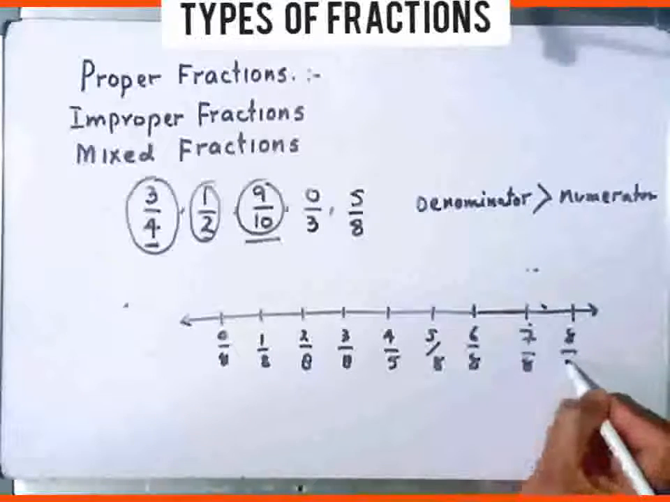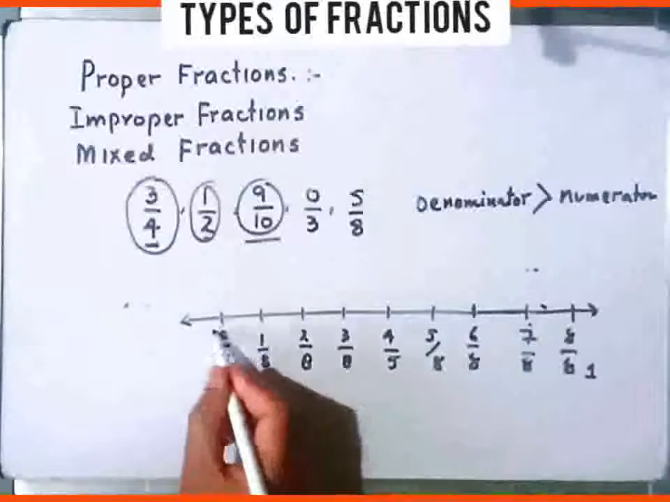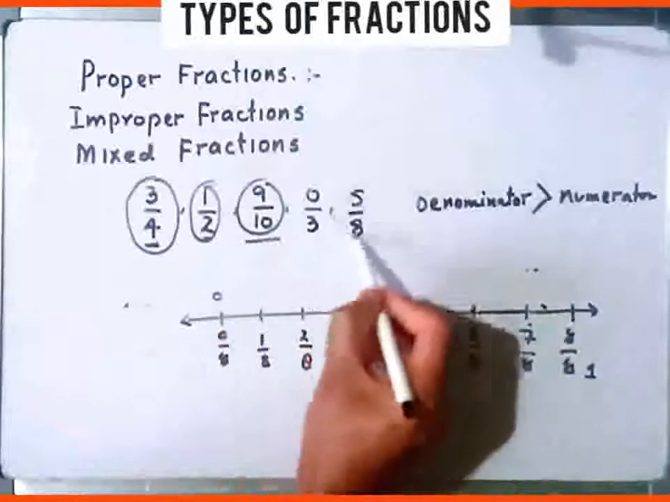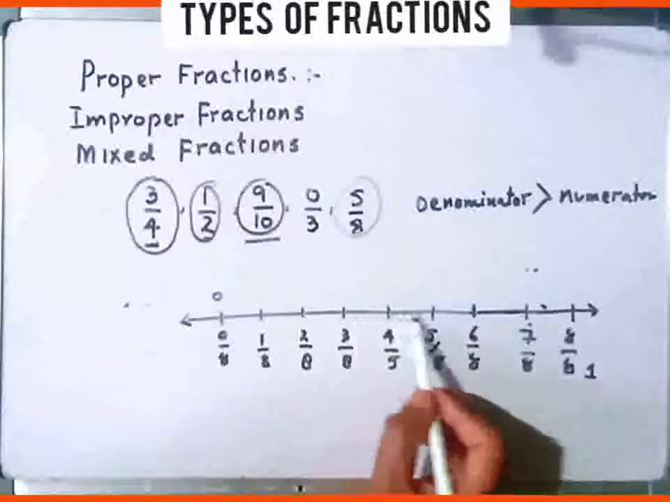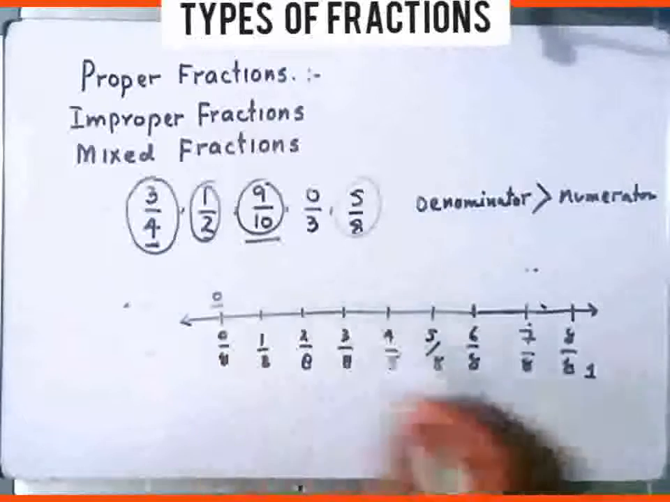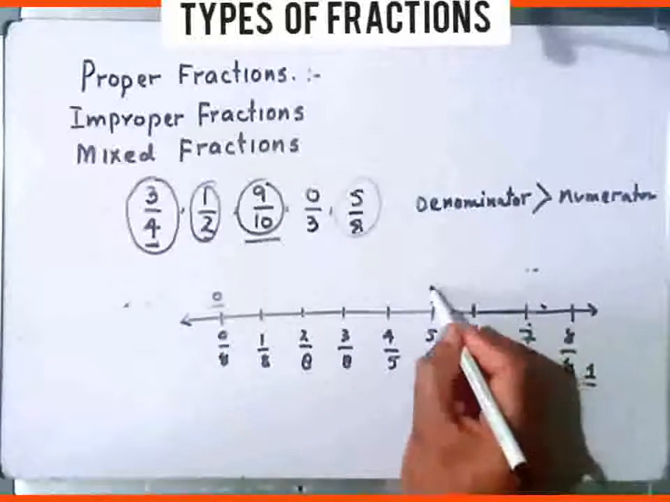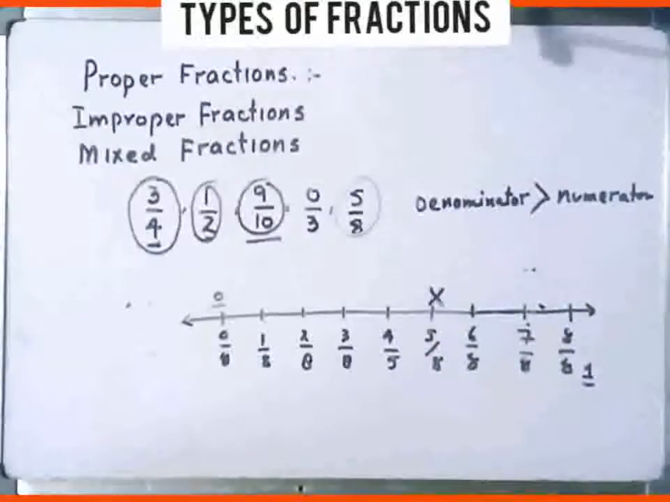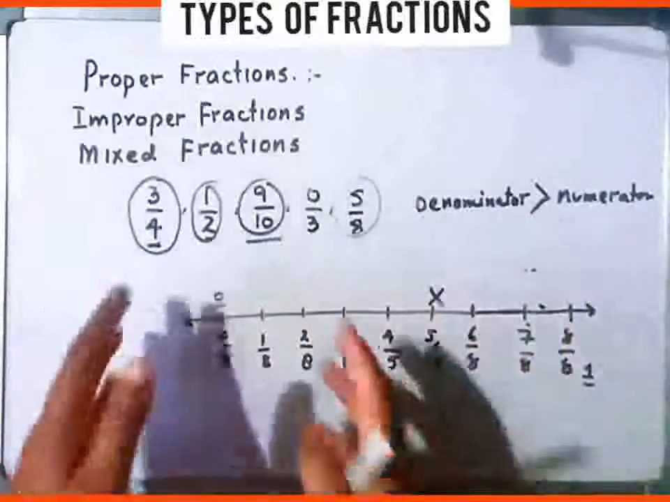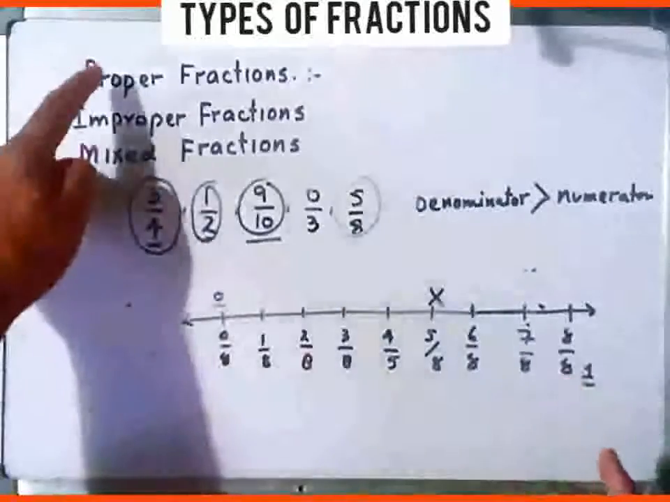That means 1, right? And here it means 0. So this 5 divided by 8 also exists somewhere between whole number 0 and whole number 1. So here it is 5 divided by 8, right? All the fractions which exist between whole number 0 and 1 are called proper fractions.